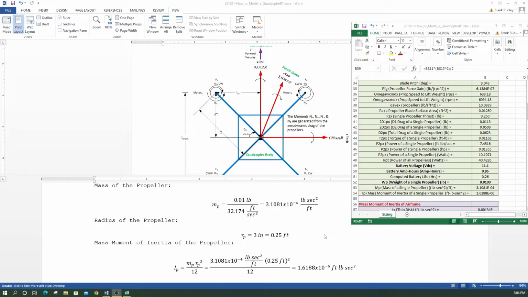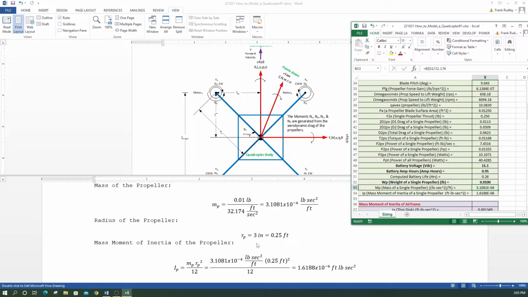The next thing we have is the mass of the propeller. These propellers are very light. I'm just guessing it's 0.01 pounds. This is our weight of the propeller, and we have that over here in the spreadsheet. All we do is take the weight of a single propeller and divide that by 32.174, and we get 3.1081 times 10 to the minus 4 pound second squared over foot.